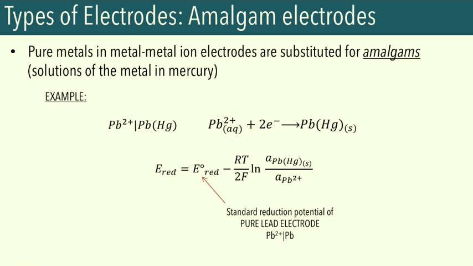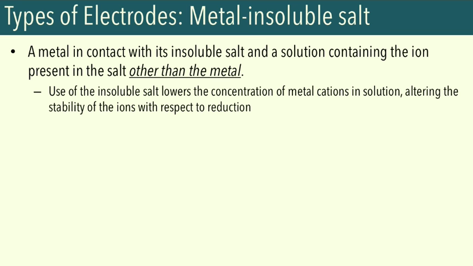Okay, so another type of electrode that is derived from your basic metal-metal ion electrode is the metal-insoluble salt electrode. Okay, so this is pretty much just made up of a metal in contact with its insoluble salt and a solution containing the ion present in the salt other than the metal. Okay, so the major use of the insoluble salt is that it lowers the concentration of the metal cation in solution, therefore altering the stability of the ions with respect to reduction. Okay, so later on we'll be looking at the effect of precipitation on our reduction potential. So this is actually just an application of that.